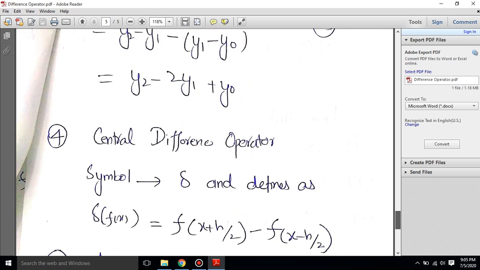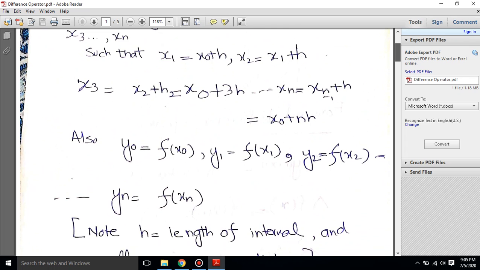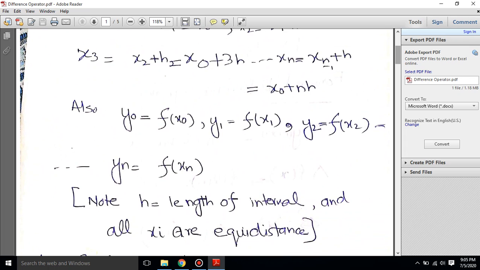So this is all about the difference operators. Please remember all these operators and definitions, as we are going to use them in our next lecture, where we define the different tables in interpolation. So far, thank you so much.